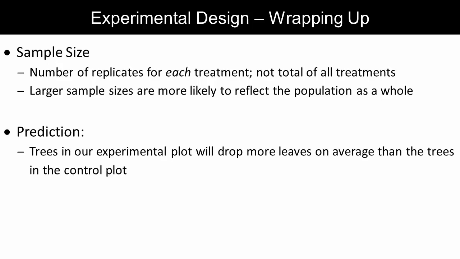Now that we've fleshed out our experiment, we can finally formulate our prediction. The trees in our experimental plot will drop more leaves on average than the trees in the control plot. This is a logical prediction to make if our hypothesis accurately describes nature. So if the results match our prediction, this is support for our hypothesis.